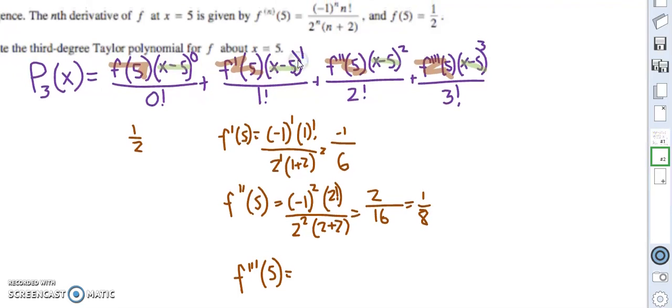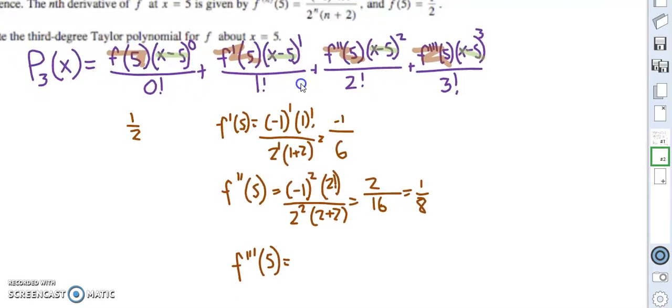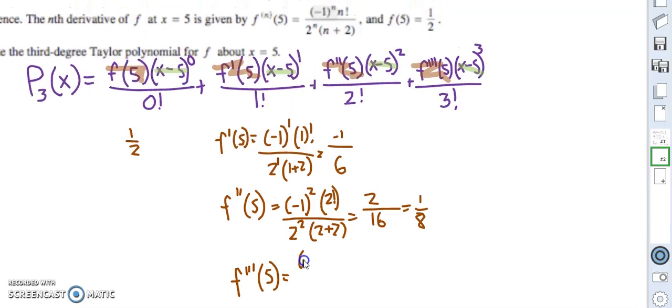I'm going to plug a 3 into the formula. And so it's going to be negative 1 to the 3. 3 factorial. That's a 3 factorial, not a 31. You know, I said it. You know, I don't need to fix the handwriting there. 2 to the 3. 3 plus 2 equals 1 times 3 factorial. 3 factorial is 6. Negative 1 to the third. So it's negative 6 over 8 times 5.